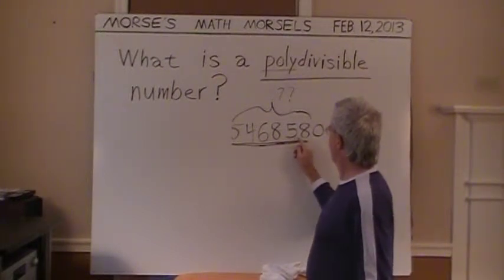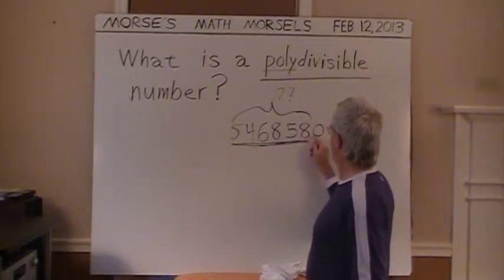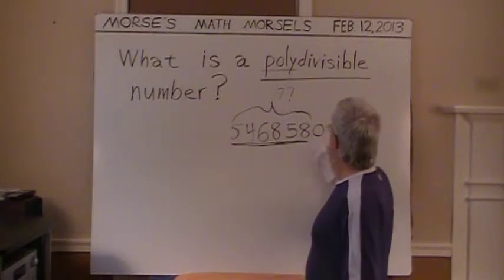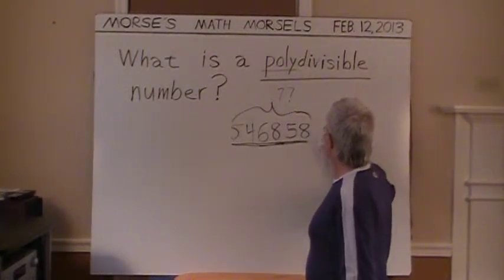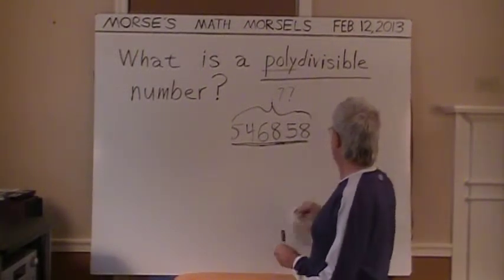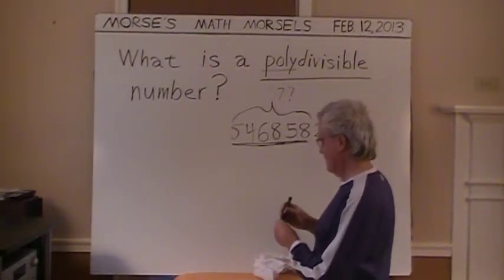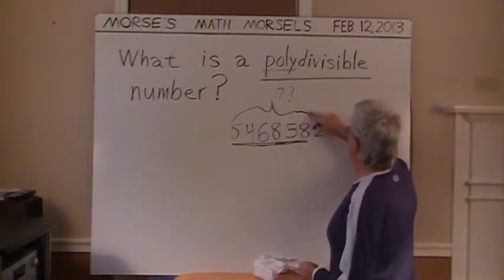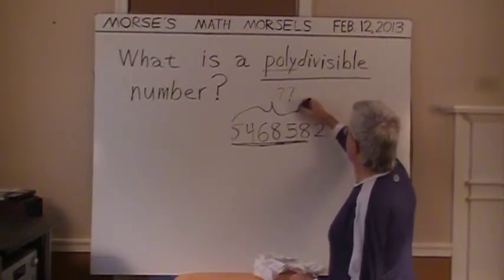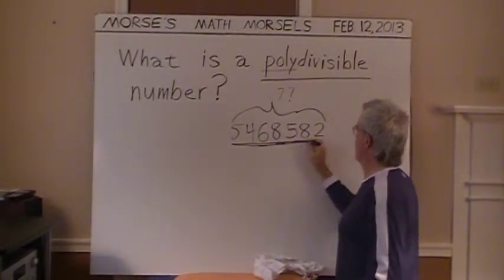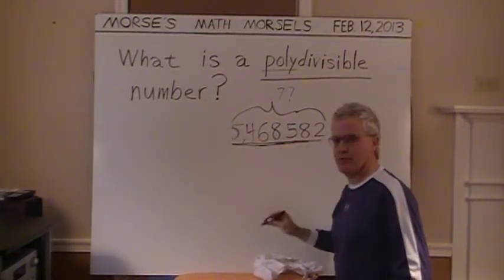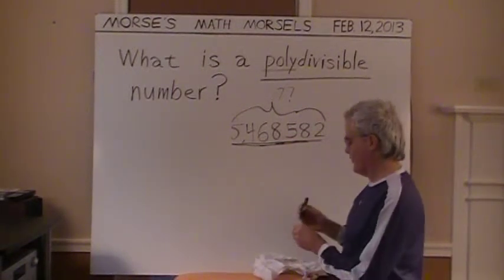Let's see, if I work it out, say 180, 40, 42, 35. Oh, that is a little too low. So we erase the 0 and put in a 2 and see if that's divisible by 7. And it is. Well, this is divisible by 7. That's 5,468,582.